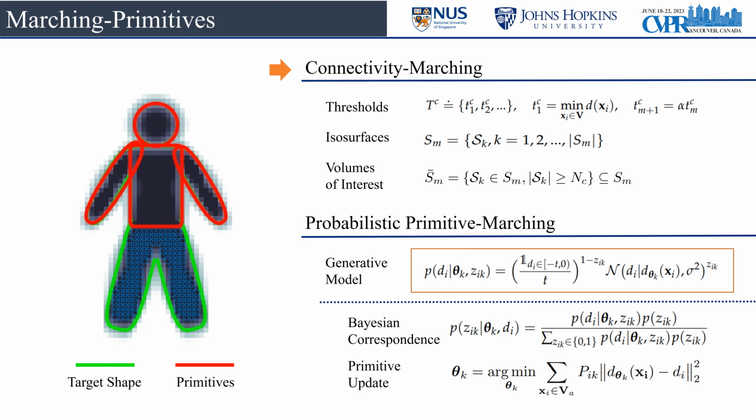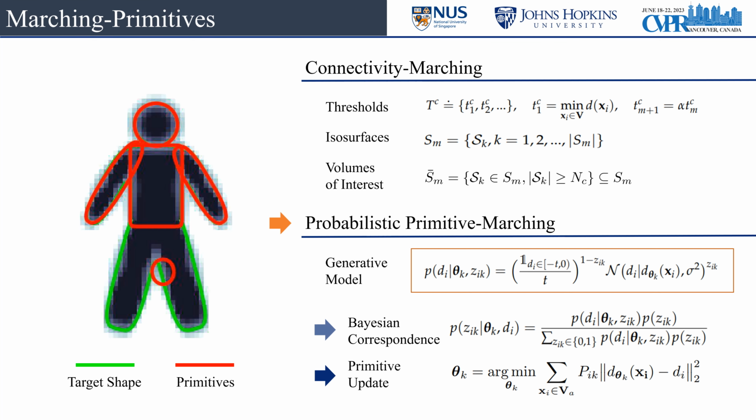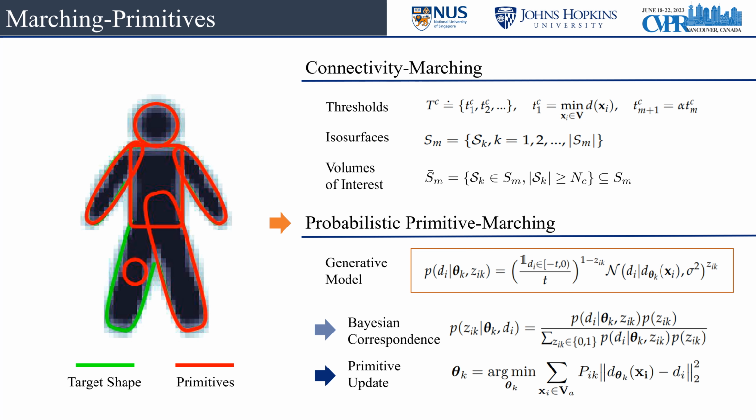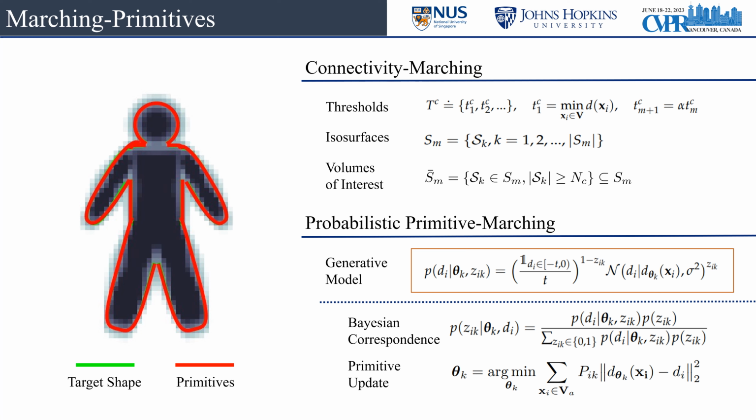We can see that the upper half of the human shape is captured in the first round. Again, we conduct the connectivity marching on the remaining region. Then a primitive is initialized and marches to capture the shape of the right leg. Finally, the region and shape of the left leg is detected and recovered. Combining all the primitives, we are able to approximate the target shape accurately.